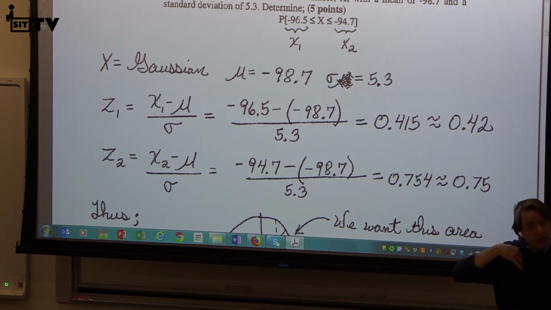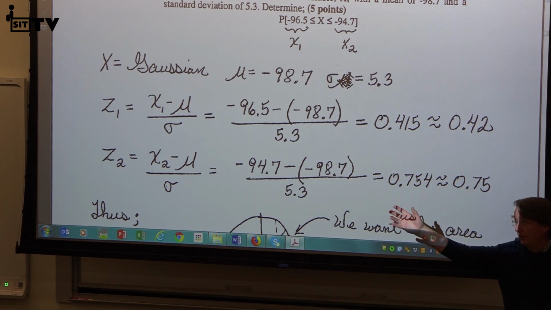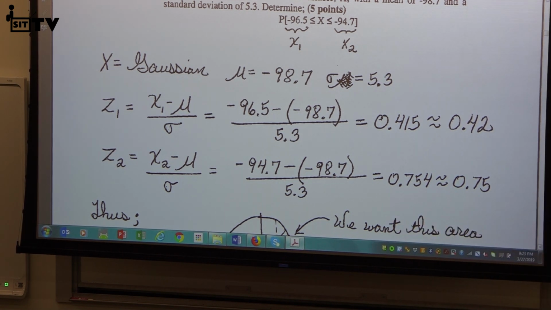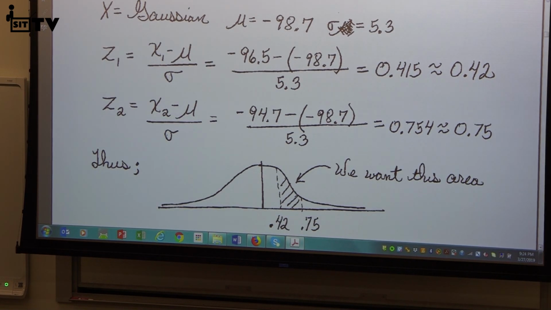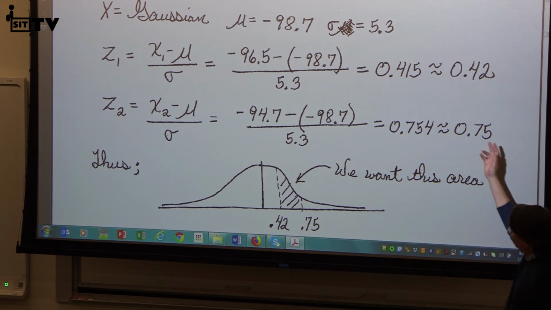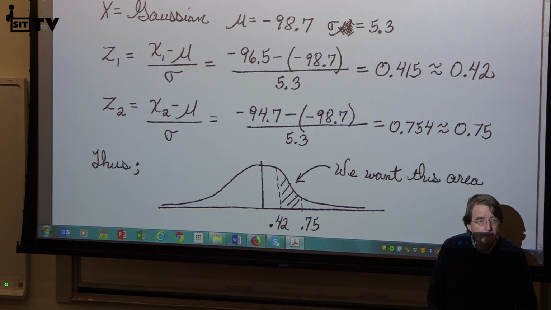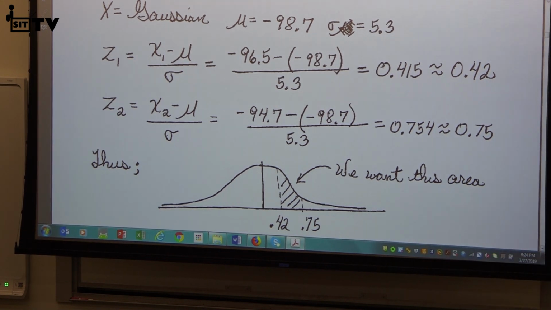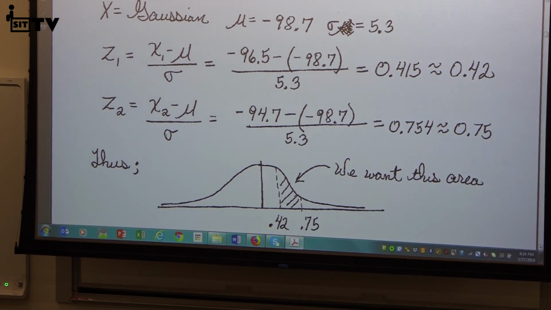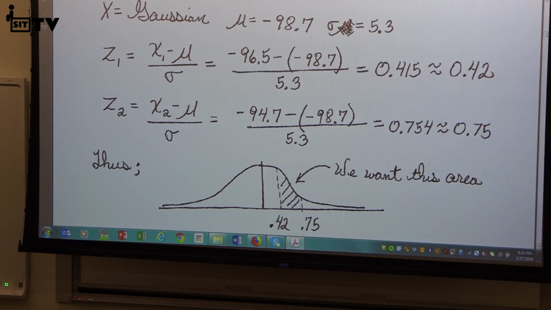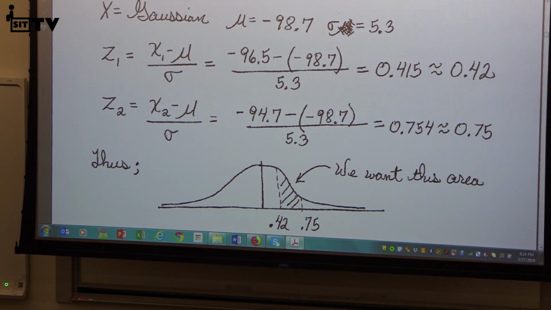Now again, I've got to draw this, and I say, okay, I want this area, the area from roughly 0.42 to 0.75. Now, do you see how to do this? I'll show you, but do you see what we have to do here? Okay. I see some nodding of heads.